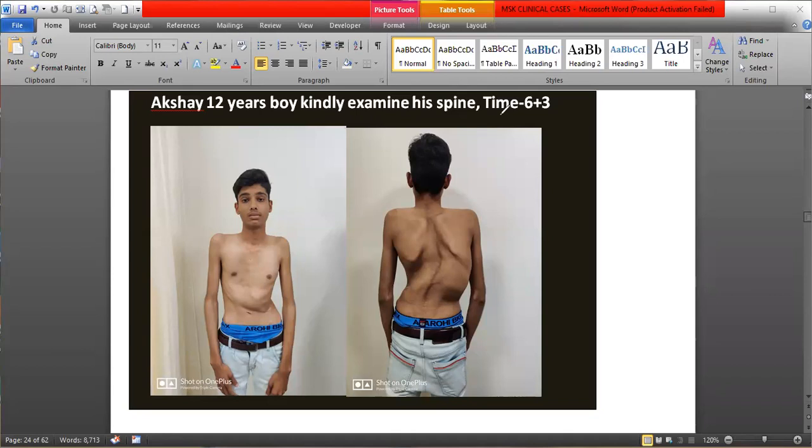Okay, fine. So what are the other skeletal deformities, I mean skeletal dysplasias or syndromes, which are associated with this scoliosis?